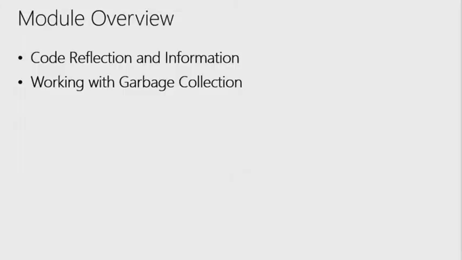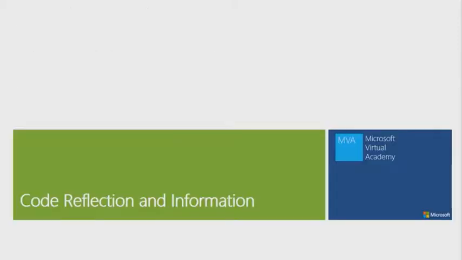We have the incredibly illuminating title of Features of C# Part 3. The overview is we're going to be looking at code reflection and obtaining type information from that process, and also working with garbage collection, which sounds incredibly interesting. This is all very disgusting. First is code reflection, which is very powerful. We already talked about types and their metadata. We'll be getting into that. Let's jump into it.